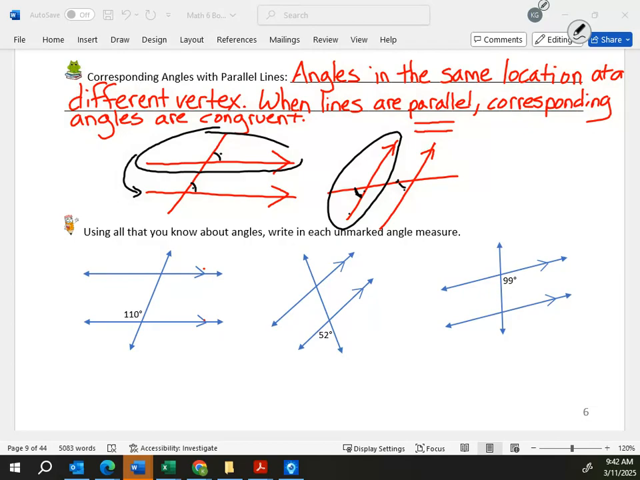So if we look down below, using what we know about all of these angles that we've talked about, write in each unmarked angle's measurement. So every single angle we can fill in. Let's look at that. We see that this one is 110 degrees. Who can fill in one of our measurements? James, come on up.